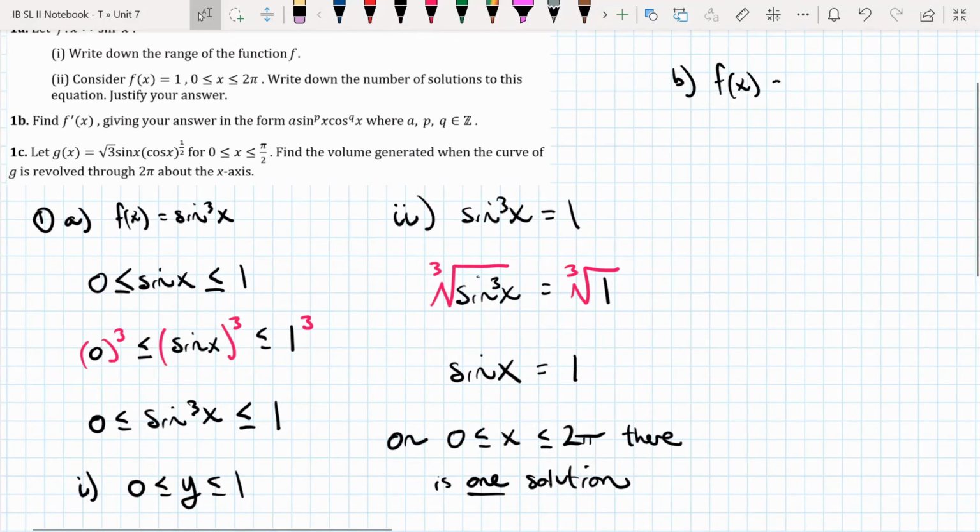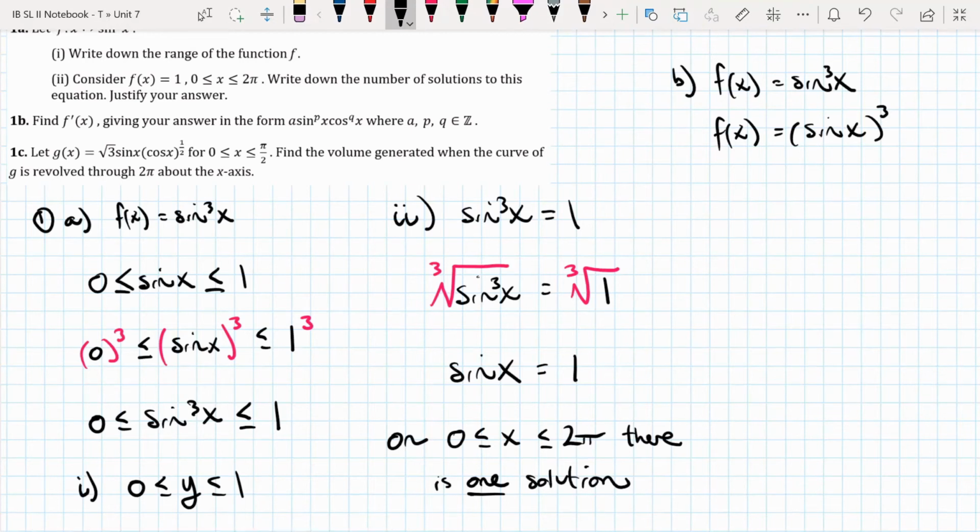Okay, letter B. Here's our function. This just wants us to take the derivative of this. Before we take the derivative, I'm going to rewrite it like this. The reason I'm writing it like this is that it provides more of an indication that we're going to be using the chain rule to take the derivative, if we write it in this notation. So the derivative, using the chain rule, is going to be 3 sine of x squared times cosine of x.